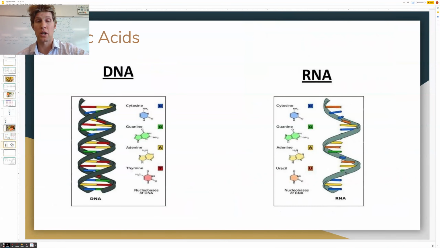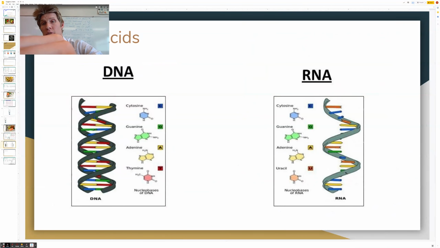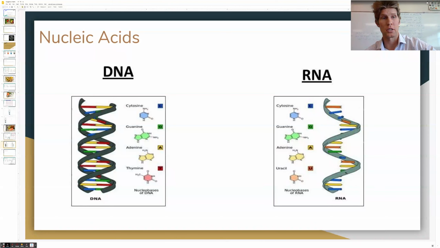Let's move on to nucleic acids. I'll move this over here so you can see nucleic acid. All right, so nucleic acids actually control the production of proteins in your body. That's their main function. They're still a macromolecule, and they control how your proteins are made. So the two examples are DNA and RNA.